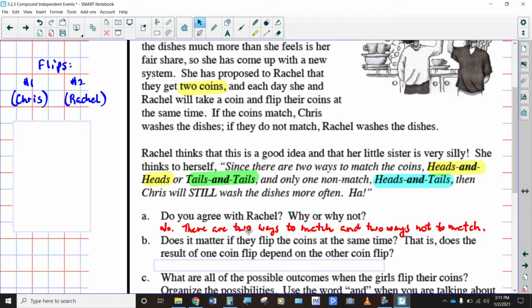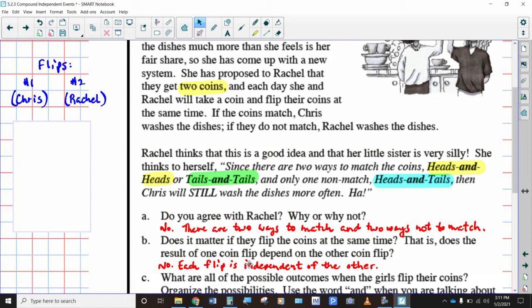It seems like, no, there are two ways to match and two ways not to match. Seems like that would be the case. So does it matter if they flip the coins at the same time? Does the result of one coin flip depend on the flip of another? So let's think about that for a second. If two people are flipping coins, one can flip first. Will that have any effect on the other result of flipping that coin? Or would it be better if they both flipped at the exact same time? Does it make any difference? Does one affect the other at all? And the answer to that is no, it doesn't. One of them does not affect the other in any way, shape, or form.